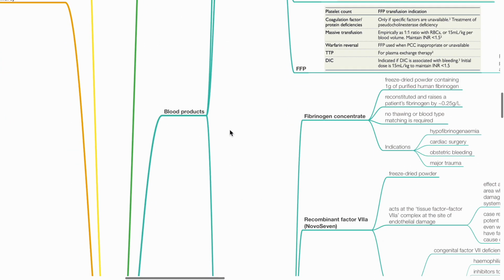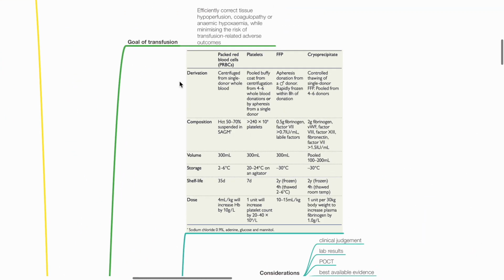Blood products. Packed red cells is centrifuged from single donor whole blood. Hematocrit is 50 to 70% suspended in SAGM. Volume is 300 ml per unit. Storage at 2 to 6 degrees Celsius. Shelf life 35 days. A dose of 4 ml per kg will increase HB by 10 grams per liter.